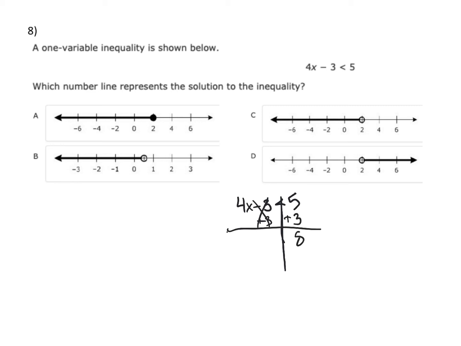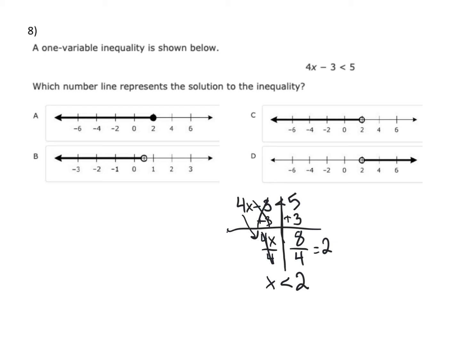5 plus 3 is 8. I'm going to bring down the 4x. Now I do the opposite of 4 times x, which is divided by 4. So it cancels out over here. What I do to one side, I have to do to the other. So I get x is less than 8 divided by 4, which is 2. So x is less than 2.